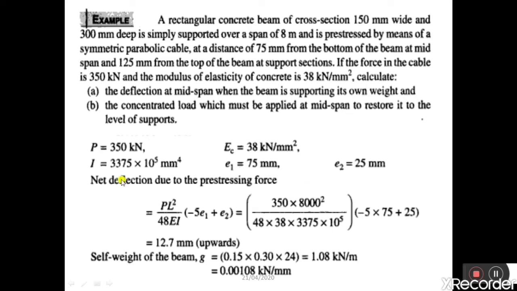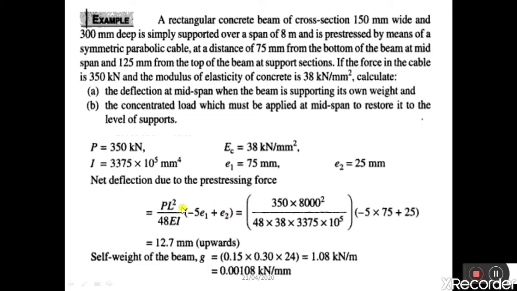So first let us calculate what is the deflection due to pre-stressing force. So it is a rectangular beam and the cable is having two eccentricities. So when the cable is having two eccentricities, the formula used for the calculation of deflection is PL square divided by 48 EI into minus 5 E1 plus E2. So you should be careful while considering this E1 and E2. So always remember that E1 is the eccentricity at midspan and E2 is the eccentricity at the supports.